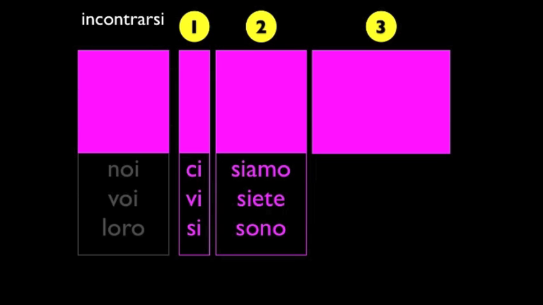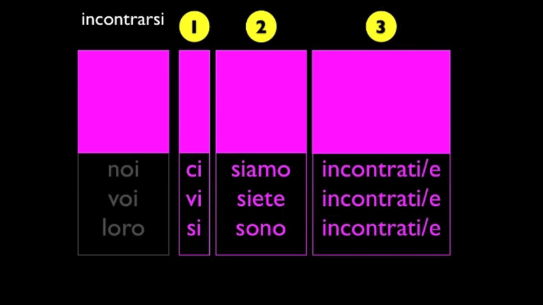Siamo, siete, sono are the forms of the auxiliary verb essere, and of course the past participles incontrati or incontrate. Only the plural forms exist, and you of course need to make the past participle agree with the subject of the sentence.